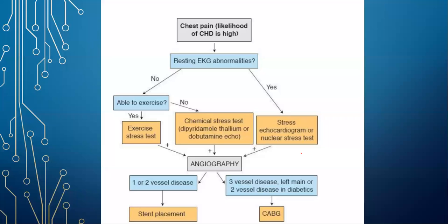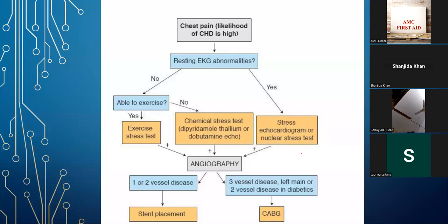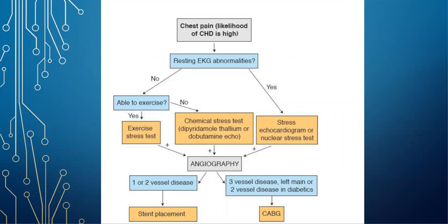So now coming to this part, how we manage this patient. It's not the acute myocardial infarction patient, but the stable angina patient. So you have a patient who has a likely possibility of ischemic heart disease. You did the ECG and the ECG was normal.